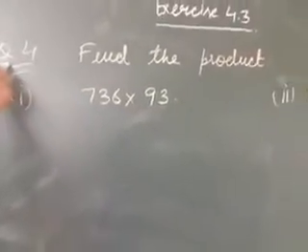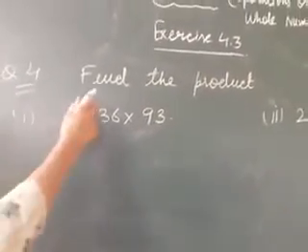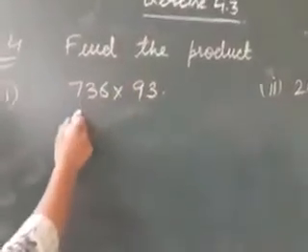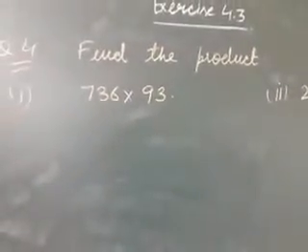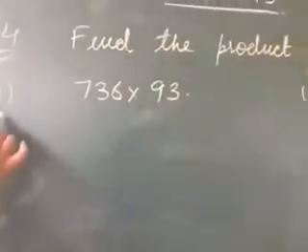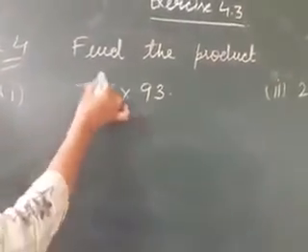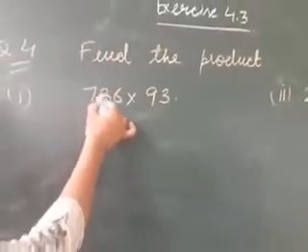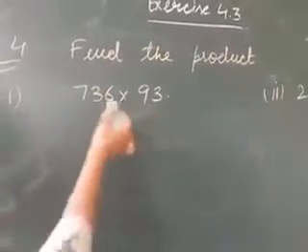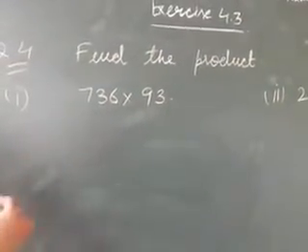Now look at question number 4. In this question, we have to again find the product of these by using some properties. So we look at question 4's first part. Now we will distribute this number: first we will break it and then distribute it with 93. The bigger number is the one that we will break.